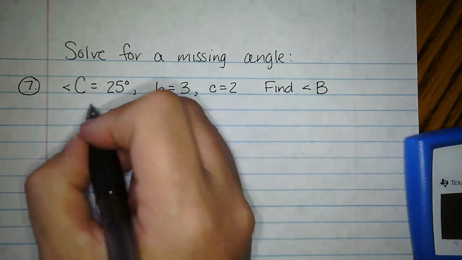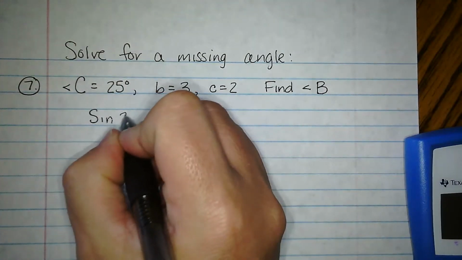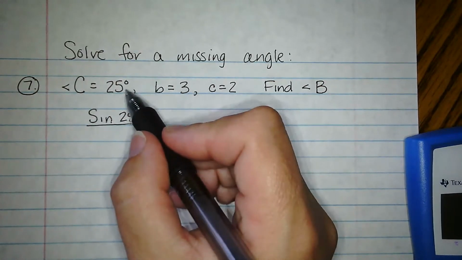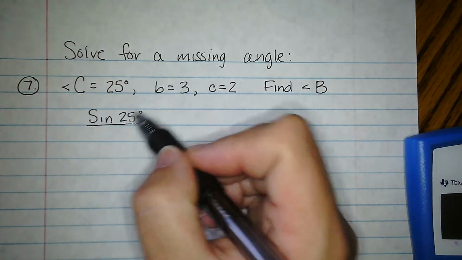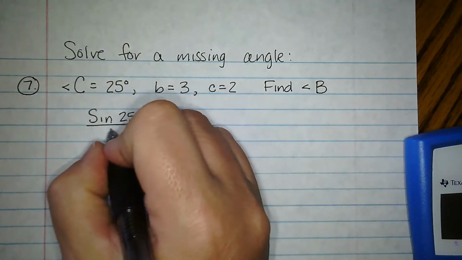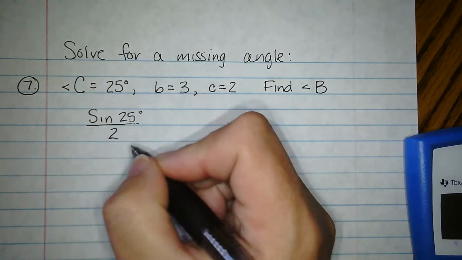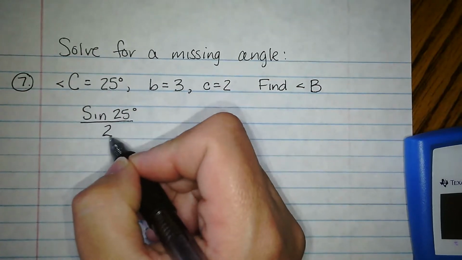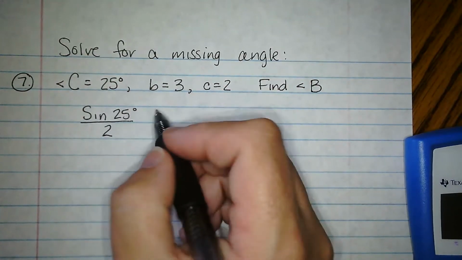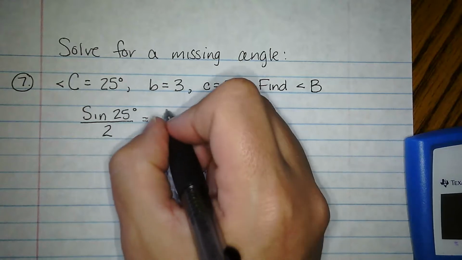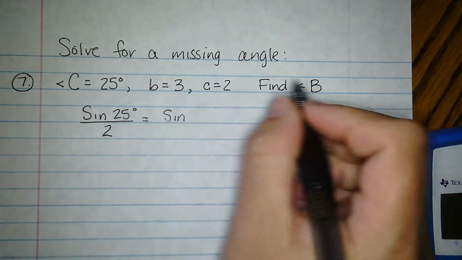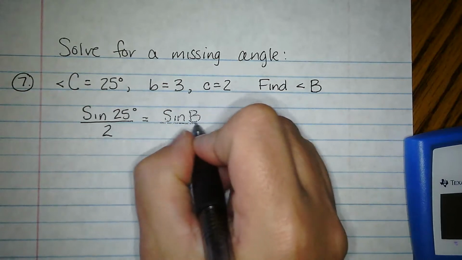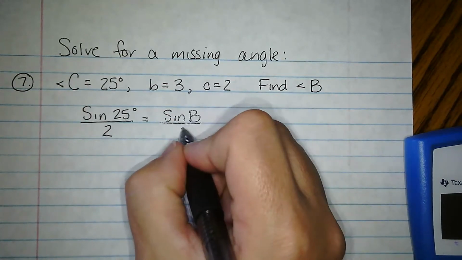So with the law of sines, we want the degrees on top to match the side on the bottom. So 25 degrees for angle C, 2 for side C. They have to be on top of each other. Now, again, it could be reversed, but C has to go with C in the same ratio. And then on this one, I have sine of B. We're trying to find angle B over side B, which is 3.